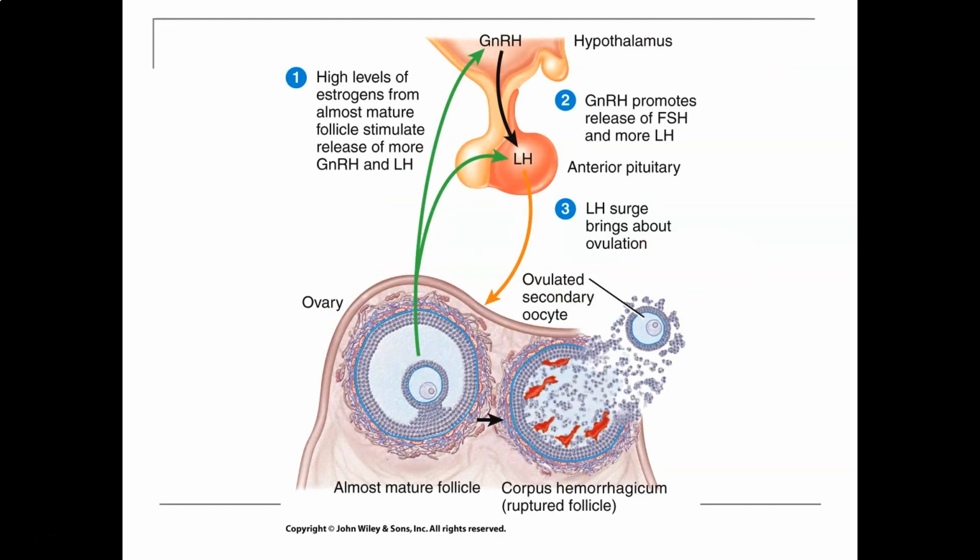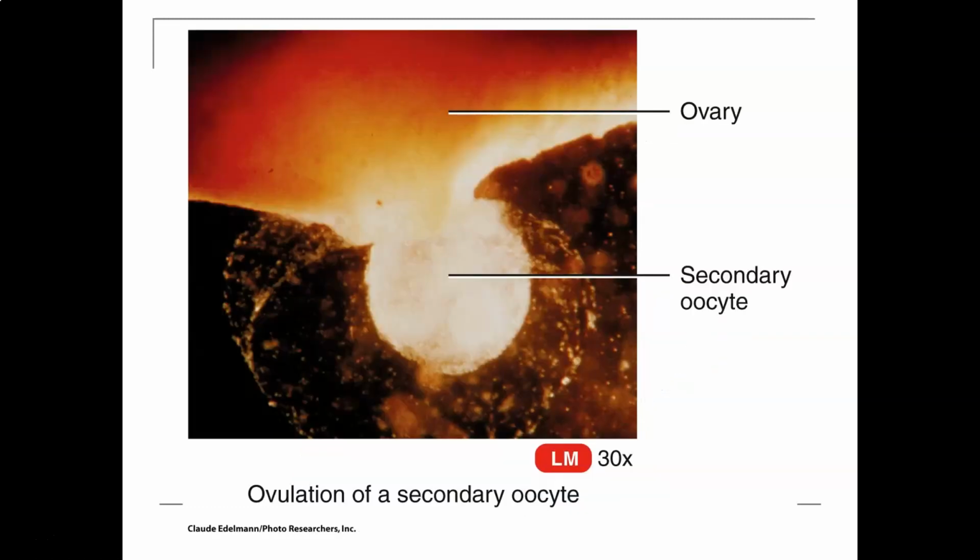Okay, and here we see the egg being released. And again, we're going to pick up from this in our last lecture and follow it through the fallopian tube. Alright, and here's just a photograph of a secondary oocyte. That's the egg that's going to be ovulated.